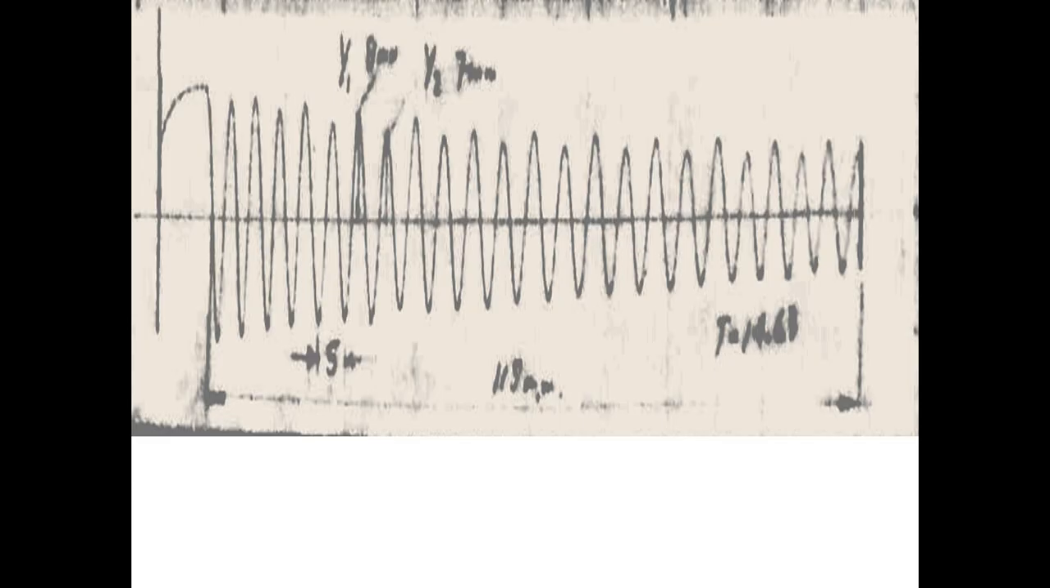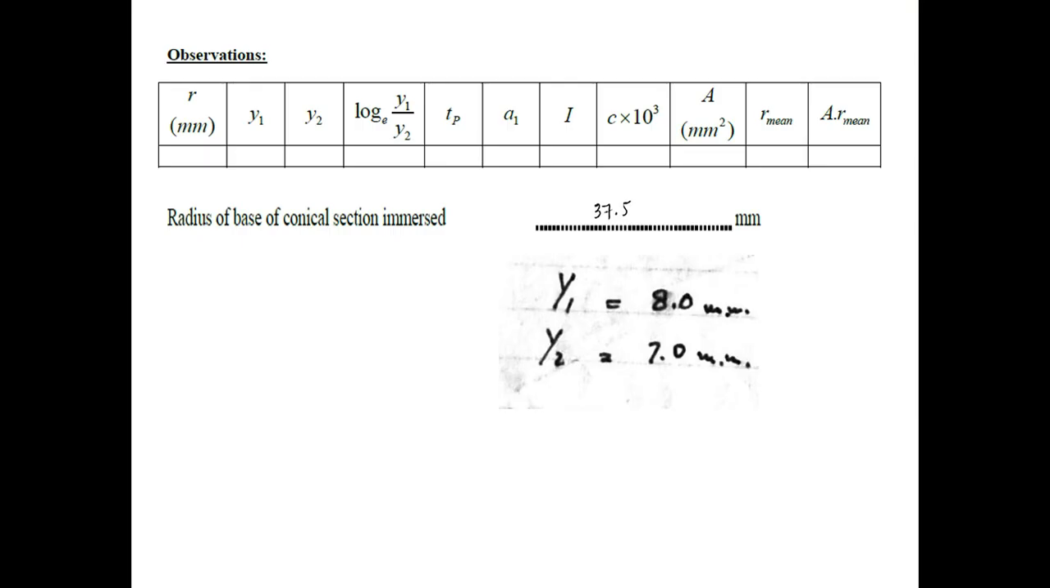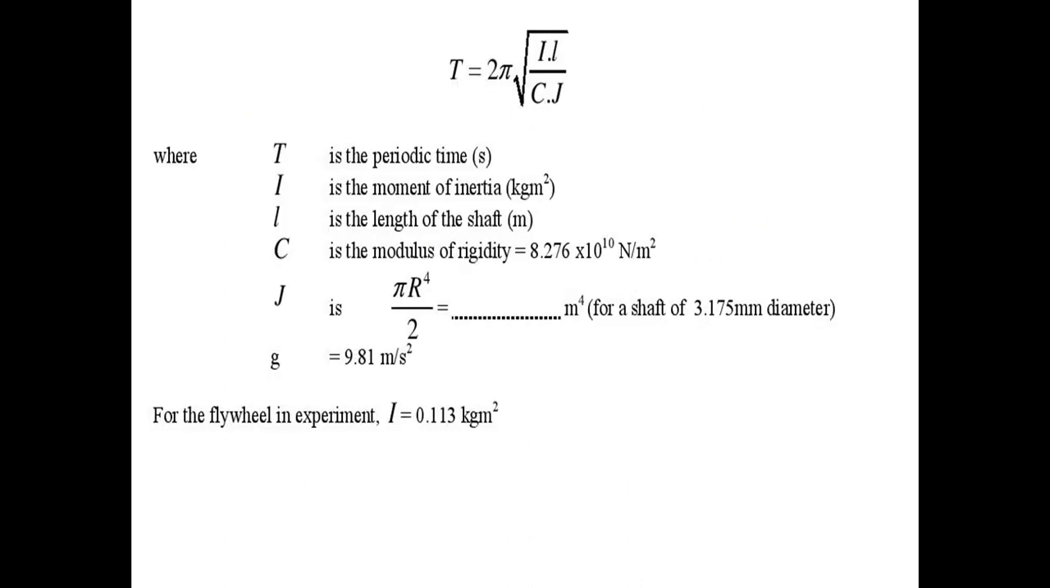The traces may be analyzed to determine the logarithmic decrement of the damping by measuring the amplitudes of successive oscillations. So here we measure the amplitude of two successive oscillations, which are y1 equal to 8 millimeters and y2 equal to 7 millimeters. The radius of the base of the conical section which is immersed: the diameter is equal to 75 millimeters, so the radius is 75 divided by 2, which is 37.5 millimeters. First of all, we will calculate the theoretical time.